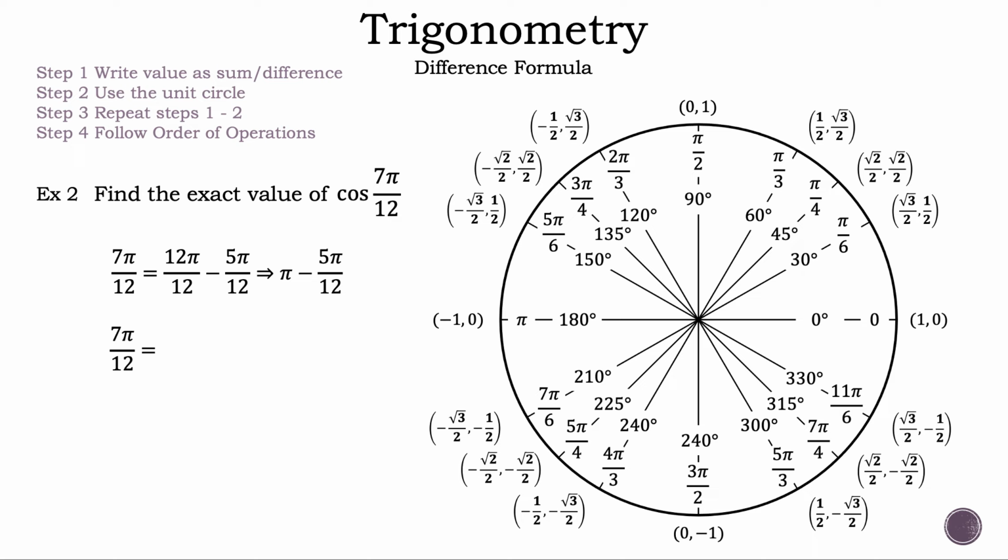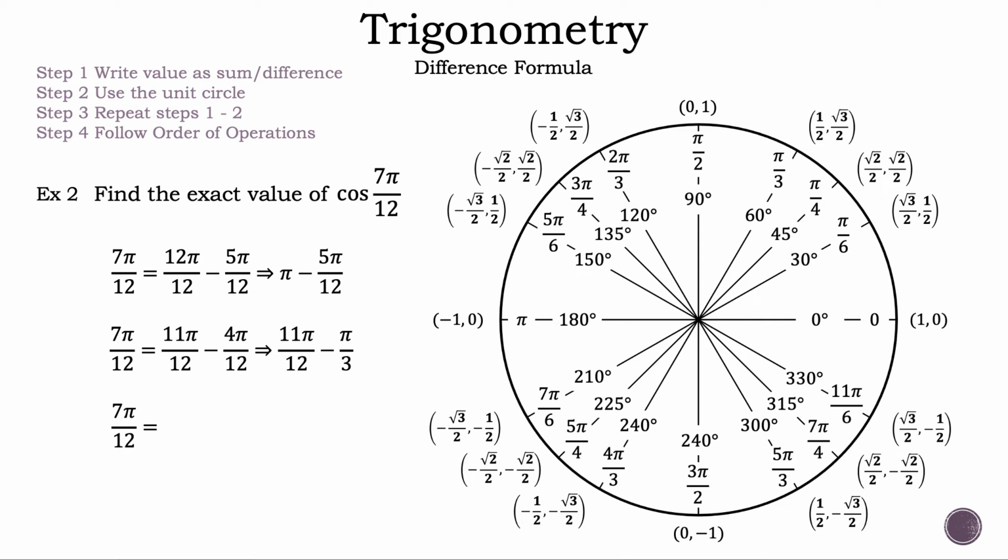Let's continue with 11. So we have 11 pi over 12 minus 4 pi over 12 because 11 pi minus 4 pi is equal to 7 pi. Let's simplify. So now we have 11 pi over 12 minus pi over 3. Unfortunately, only pi over 3 is on the unit circle, so we must break down 7 pi over 12 once more. So let's write down 7 pi over 12 so we can break it down again.